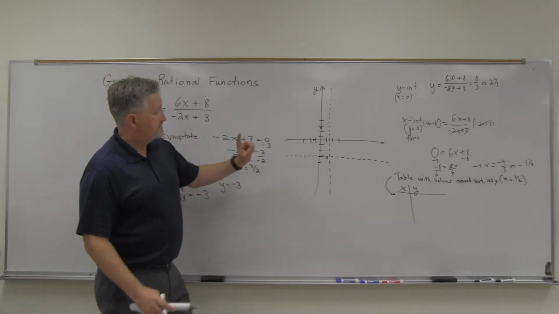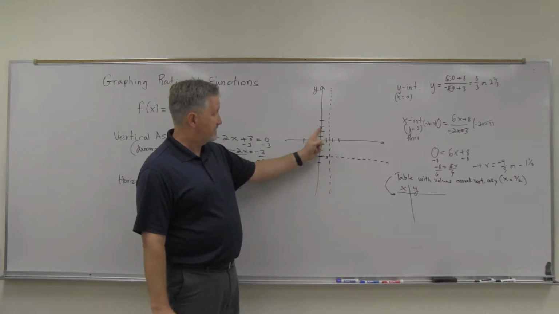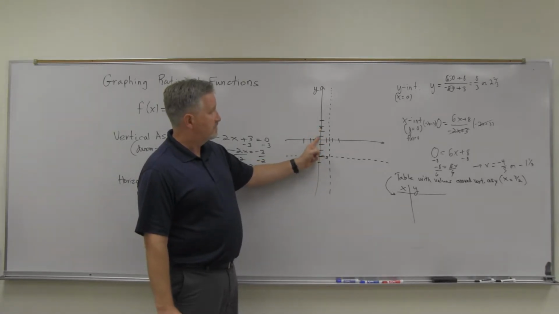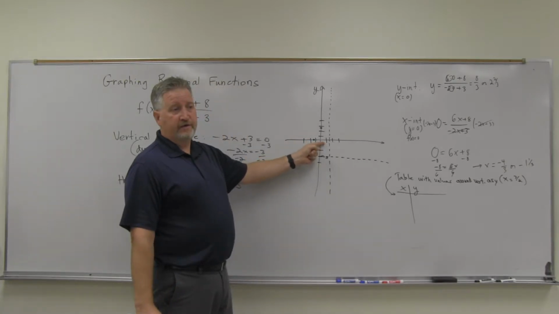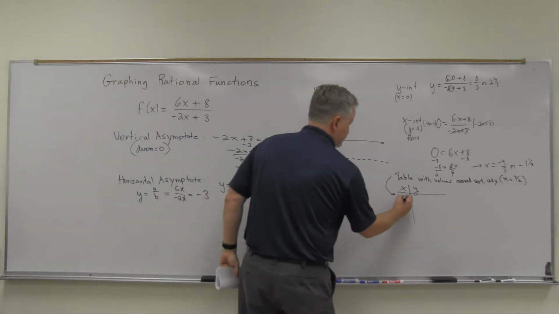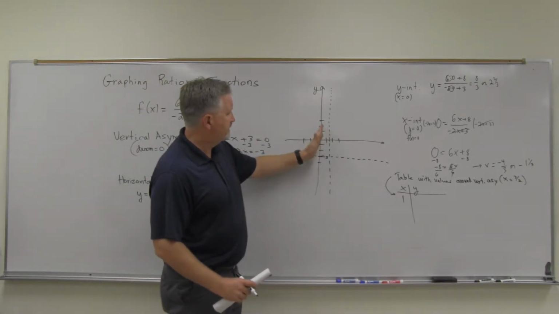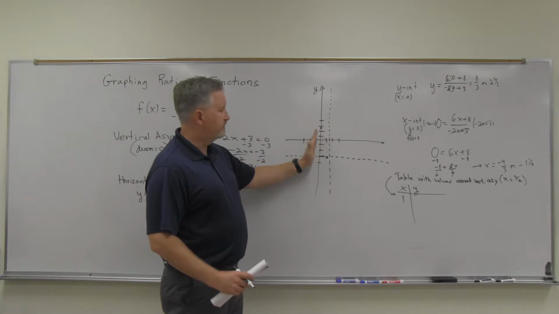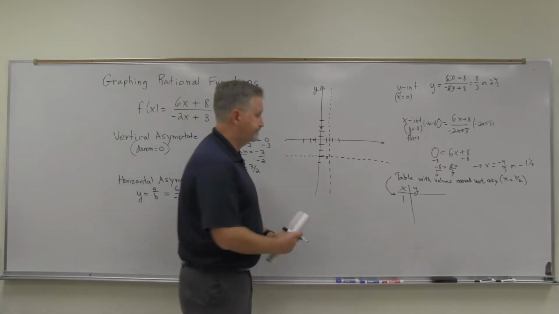Well, good news is I do have one already close to the 3/2. I've got x is 0 locked up. So let's just do x is 1, because that's pretty close to 1.5. And then on the other side, so that'll give me a couple on this side of the vertical asymptote. And so a couple more on the other side, maybe 2 and 3.